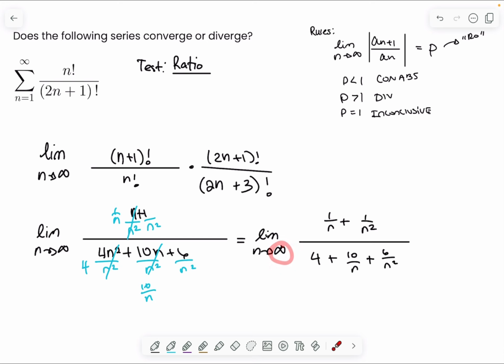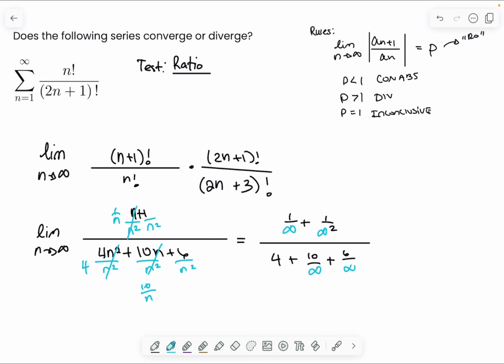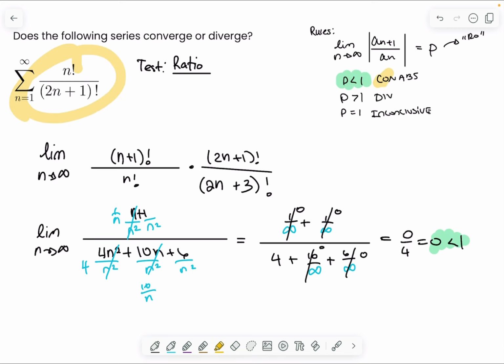You can plug in infinity for n. Infinity squared is still just infinity. Anything divided by infinity when it comes to a limit just goes to 0, because one whole divided into infinitely small pieces becomes so small, it becomes 0. And we know 0 is less than 1. Because rho is less than 1, we know that this series converges absolutely.